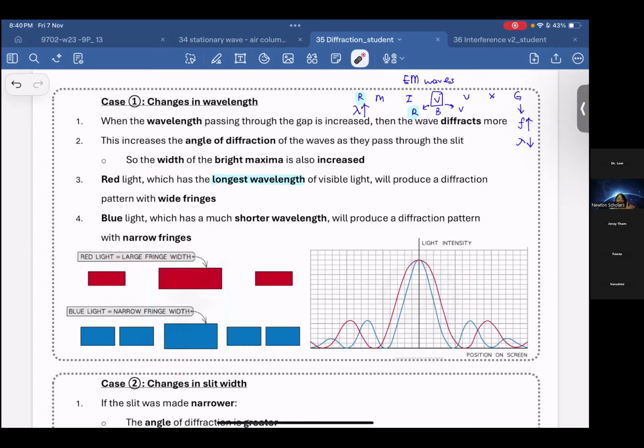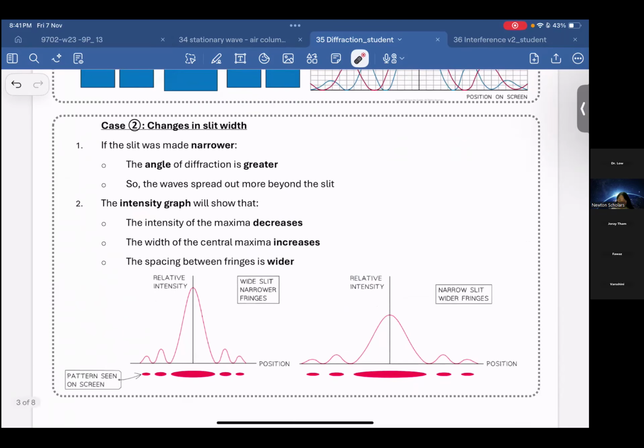For case number 1 about the change of wavelength, is that clear for you? Is it clear for you? So you have to remember this. Next, change in the slit.